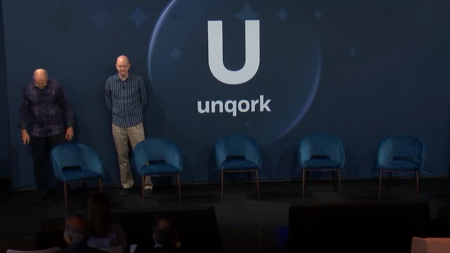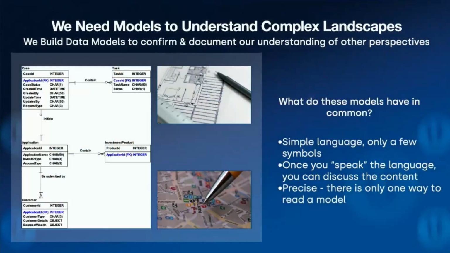All right. Thank you. So models help us understand complex landscapes. We look towards a map to understand a geographic landscape. We use blueprints to understand architectural landscapes. And similarly, we use data models to understand information landscapes.